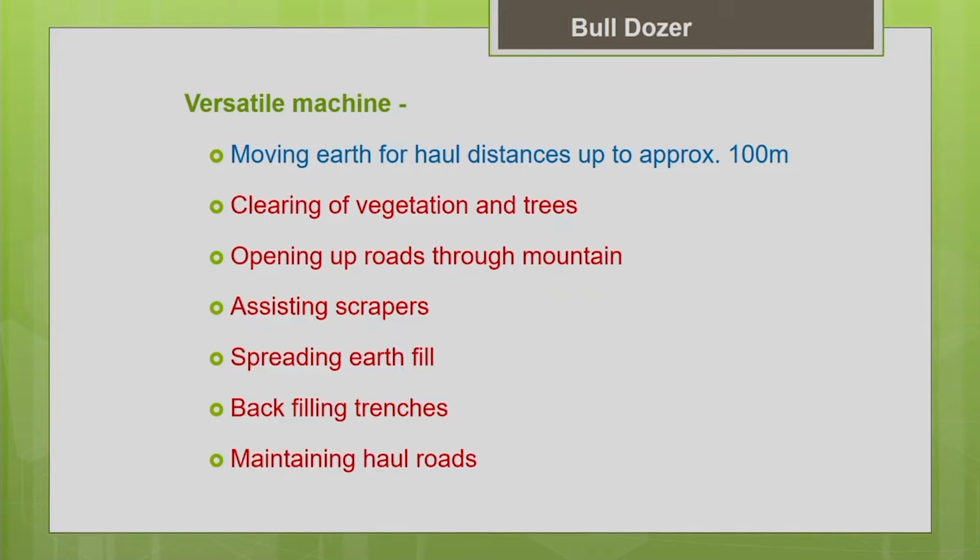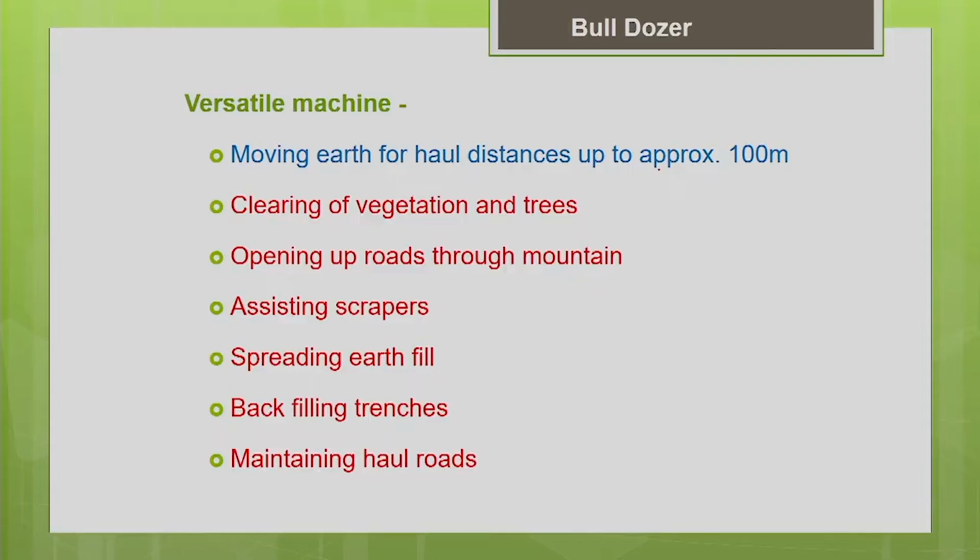This bulldozer is basically a versatile machine. It can be used for different types of applications at a construction project site. Before you select earth moving equipment for a particular activity or job, you should know the haul distance actually needed for your job, because every earth moving equipment has its own economic haul distance. This we have discussed earlier also.